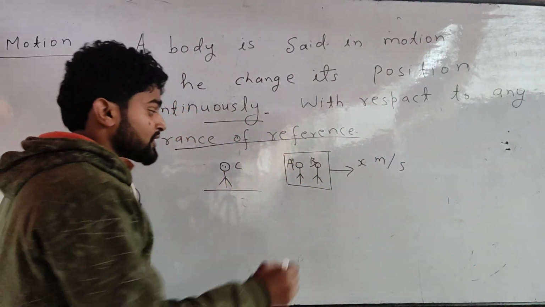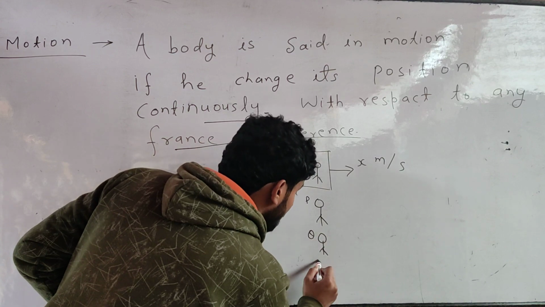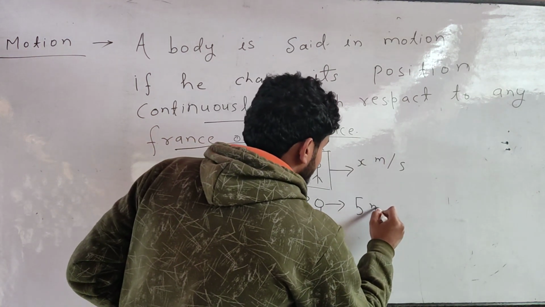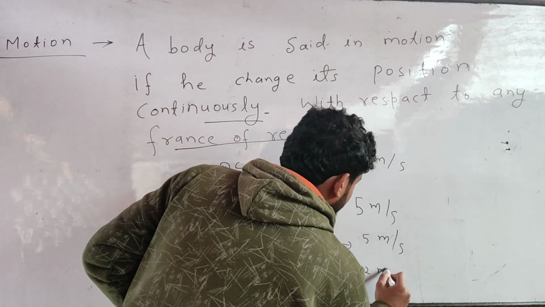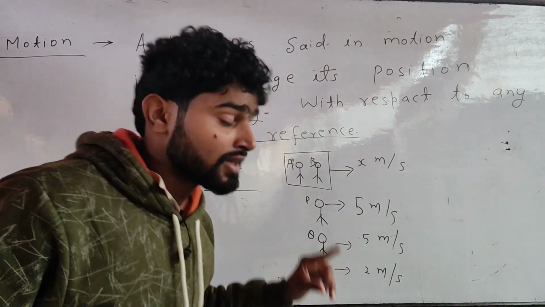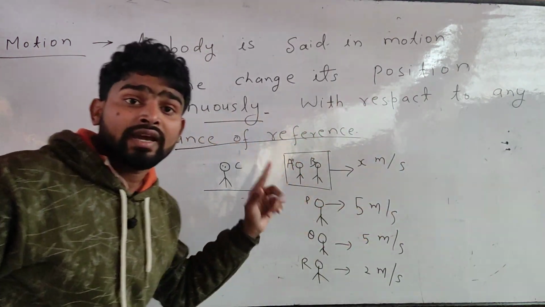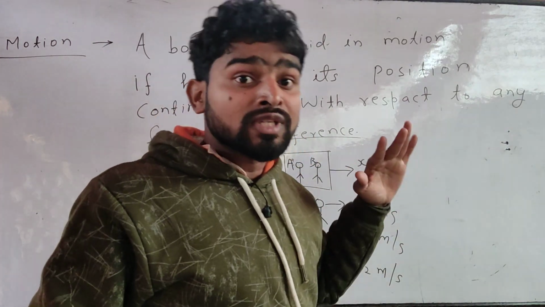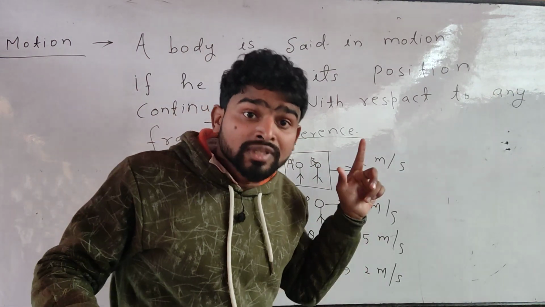Let us take another example. Suppose three persons: P, second is Q, and third is R. The speed of P is 5 meter per second, the speed of Q is 5 meter per second, and the speed of R is 2 meter per second. Let us understand. When P and Q observe each other, the position of P will not change with respect to Q because both have the same speed and direction. And when Q observes P, the position of P will not change with respect to Q. It means P and Q both are at rest with respect to each other.